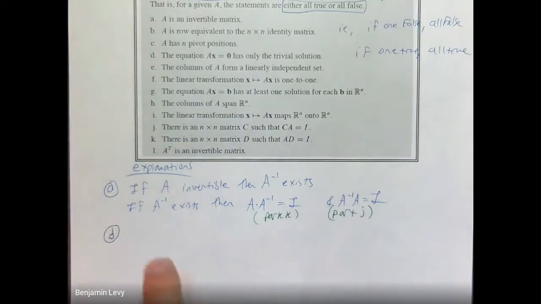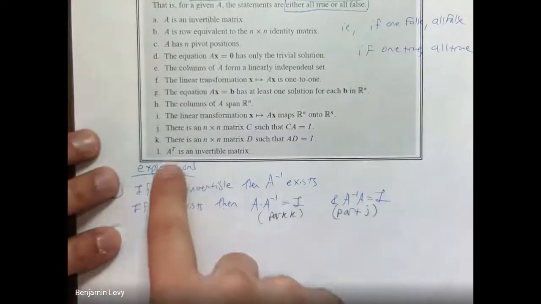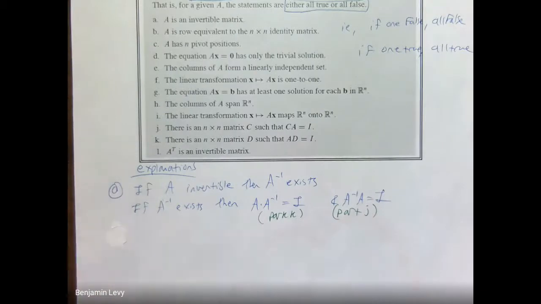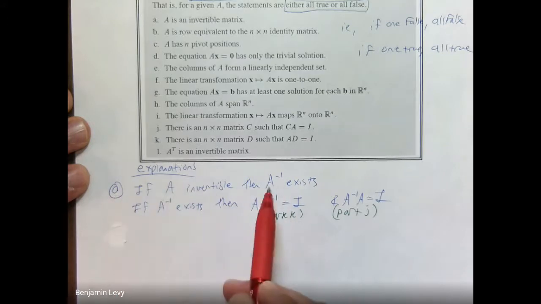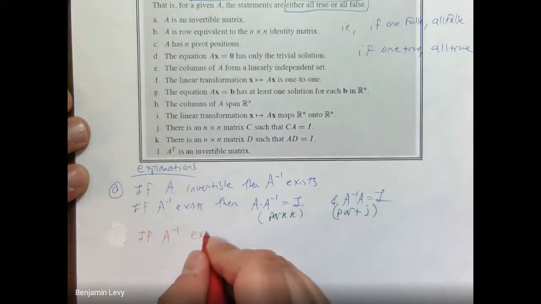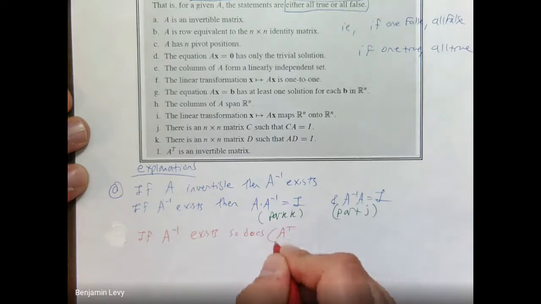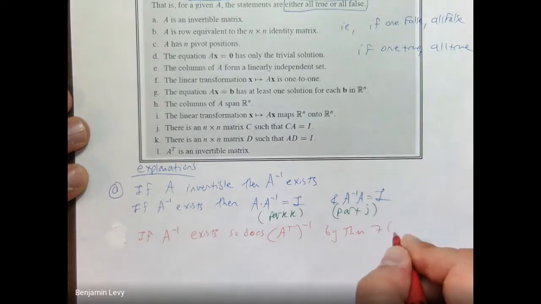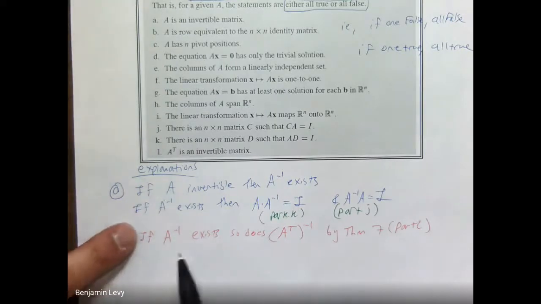Actually, let me just finish off with A. The other thing that A tells us really quickly is that if we know the inverse exists, then the transpose also has an inverse by theorem 7. So if A is invertible, part A, and we know that A minus 1 exists, so does the transpose inverse by theorem 7. And so that's how we get part L. I just wanted to mention that before we move on to part D.